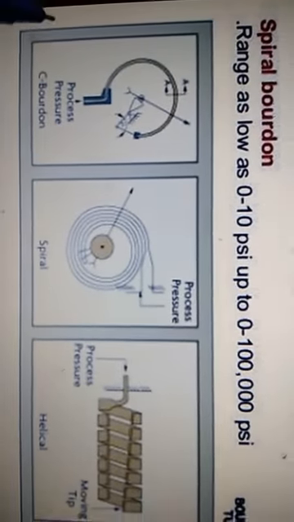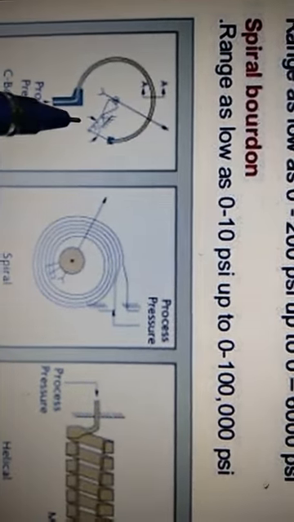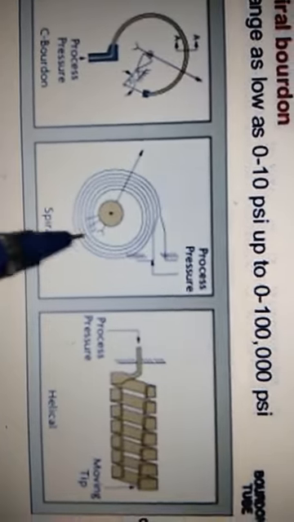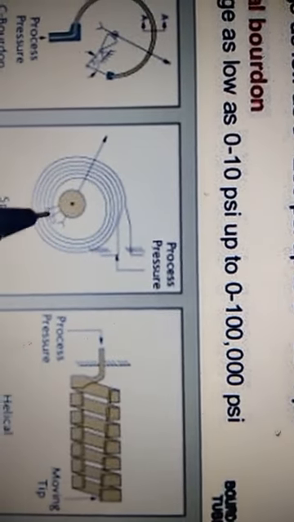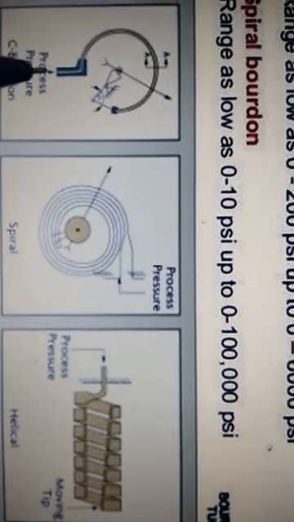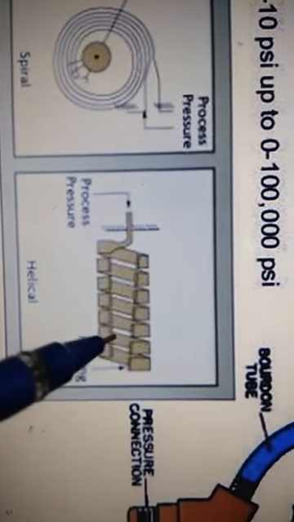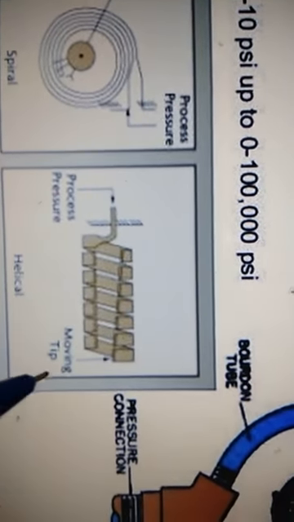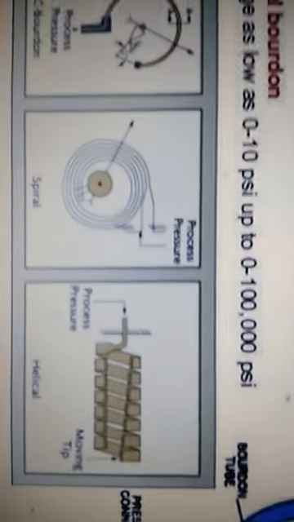This is the figure for the C-type Bourdon tube, and this is the mechanical linkage with the Bourdon tube. This is the spiral type Bourdon tube. You can see the spiral nature is there, and this is the mechanical movement, and this is the inlet for the pressure. And this is the helical type Bourdon tube. The process pressure is here, and this is the moving tip by which we can measure the pressure.